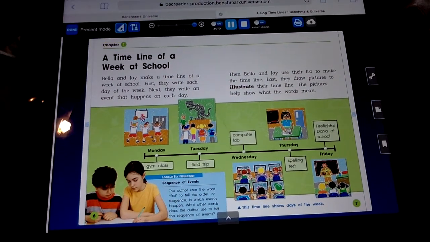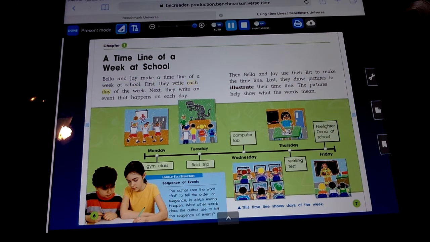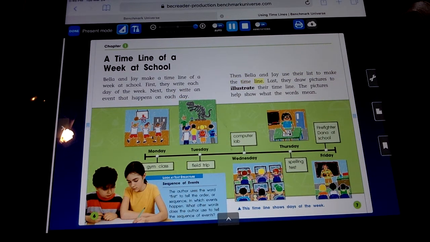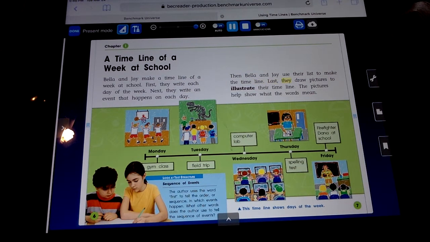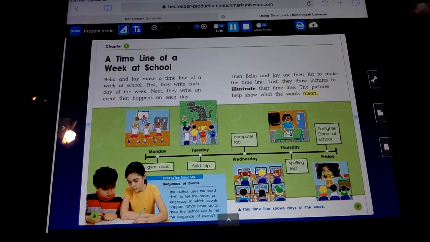Chapter 1. A timeline of a week at school. Bella and Jay make a timeline of a week at school. First, they write each day of the week. Next, they write an event that happens on each day. Then, Bella and Jay use their list to make the timeline. Last, they draw pictures to illustrate their timeline. The pictures help show what the words mean.